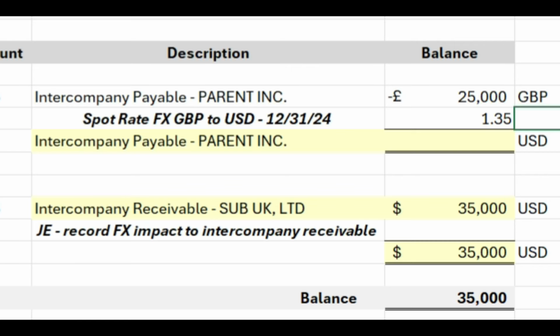So when we convert the British pounds to dollars, we're going to use the spot rate as of the date we're running the report. This is a 12/31/24 report. The spot rate that I have made up is 1.35. So we're taking our 25,000 British pounds, our intercompany payable balance, and multiplying it by 1.35, the spot rate for pounds to USD, and we're coming up with $33,750. Now we're going to compare that to our intercompany receivable on the parent's books of $35,000, and we have a difference.